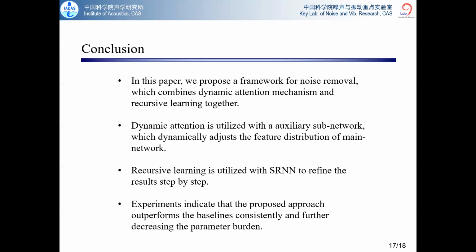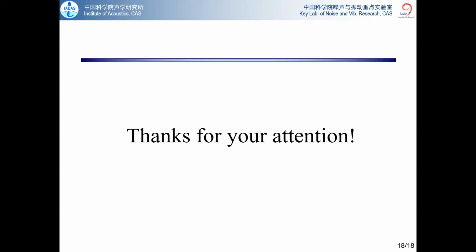Let's conclude the paper. We propose a framework for noise removal combining a dynamic attention mechanism and recursive learning together. Dynamic attention is utilized as an auxiliary subnetwork which dynamically adjusts the feature distribution of the main network. And recursive learning is utilized with SRN to refine the results stage by stage. And the experiments indicate that the proposed approach outperforms the baselines consistently and further decreases the parameter burden. And that's all for the presentation, and thanks for your attention.